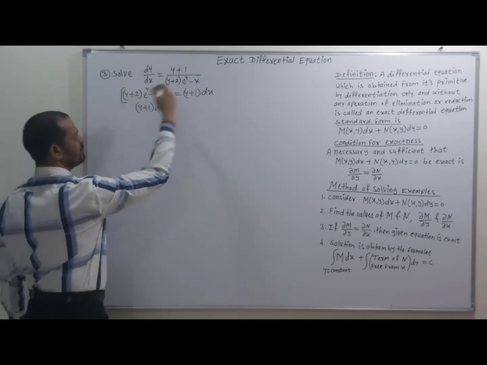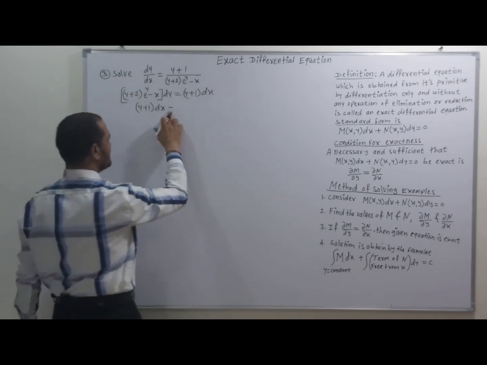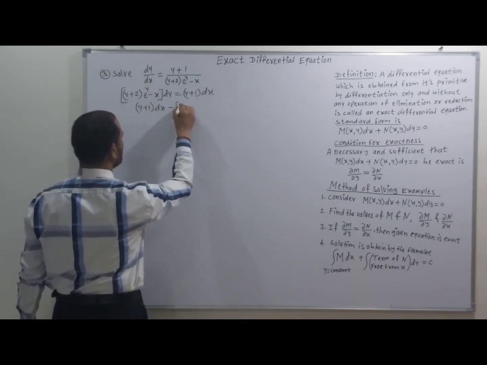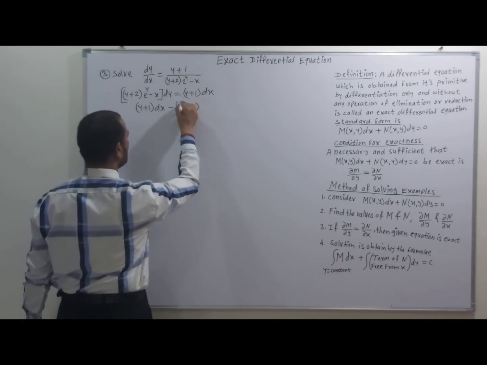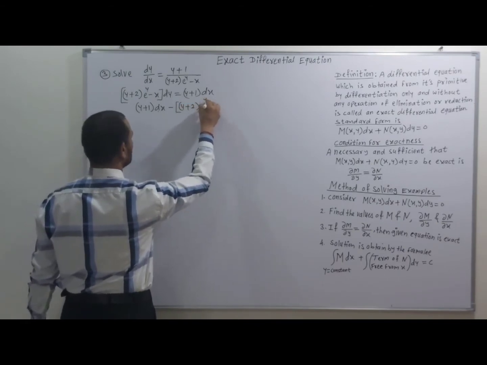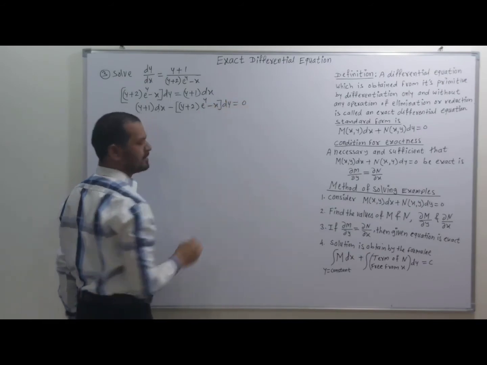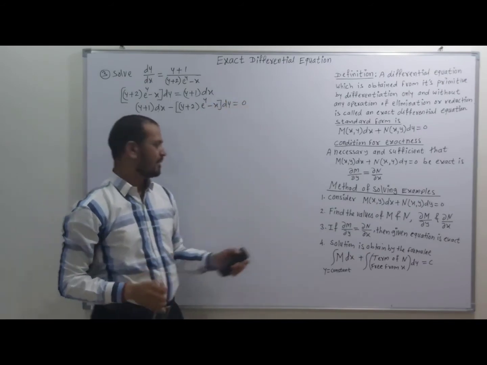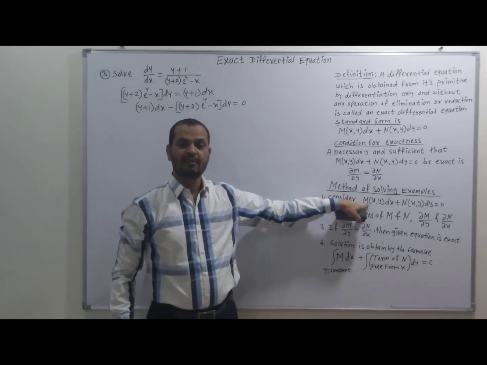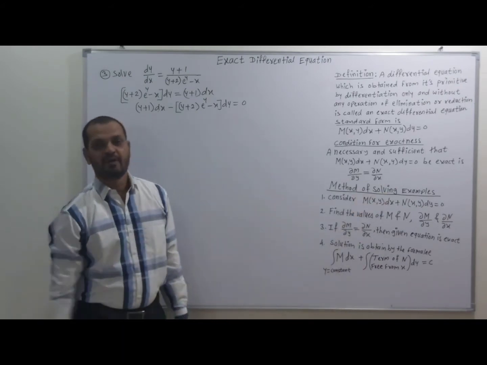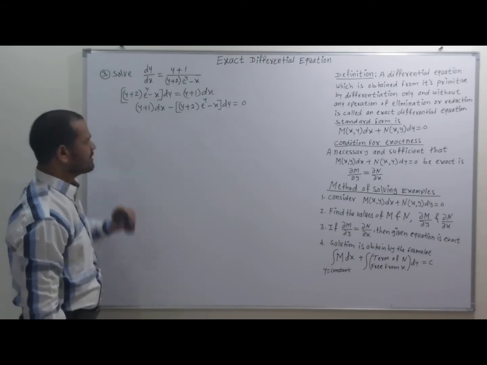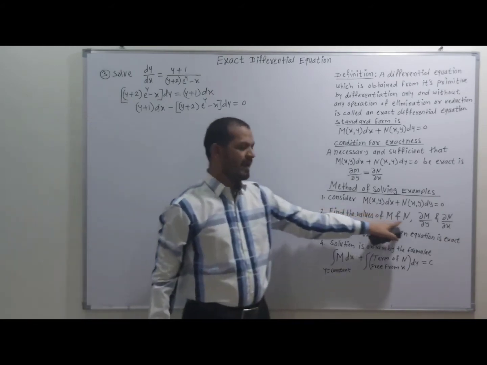So after taking this term to the right side, the sign is minus, then this is (y + 2)e^y - x dy = 0. So this is step number 1, where we convert the given equation into the standard form of an exact equation. Now the next step is to find the values of M and N.